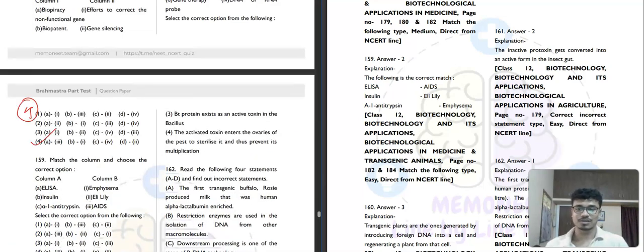Then let's see other options. Bt protein exists as an active toxin. No, it does not exist as an active toxin in the Bacillus. It gets converted. Then, if the activated toxin enters the ovaries, no, this is not correct. It's just activated in the gut. Second option is our correct answer. Then question number 162.